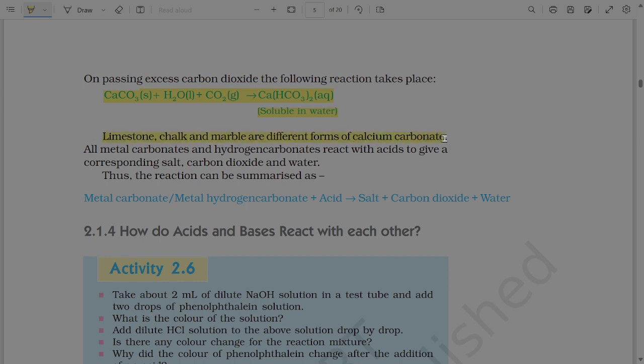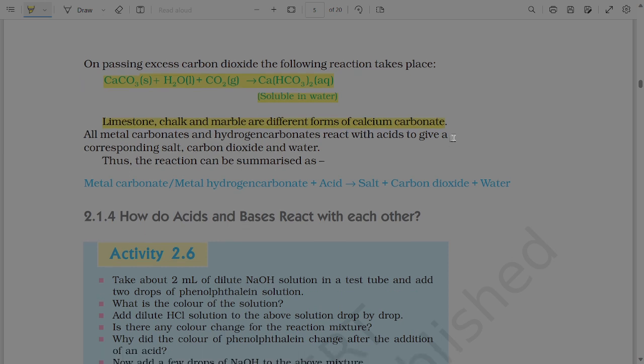What are the colors of limestone, chalk, and marble? Is it white? So we infer here that calcium carbonate is white in color, or the white precipitate we got in the above reaction is calcium carbonate.